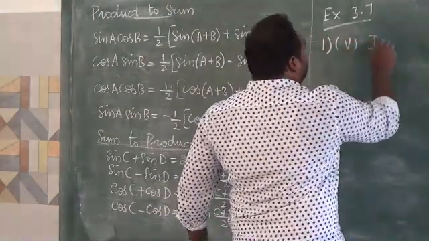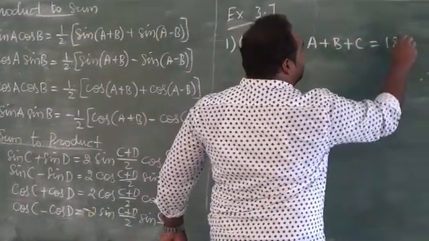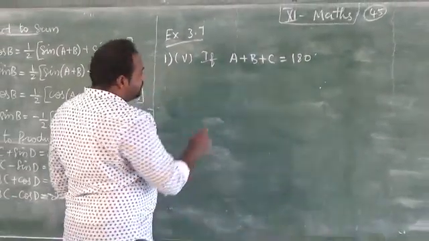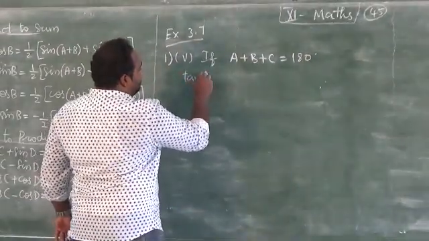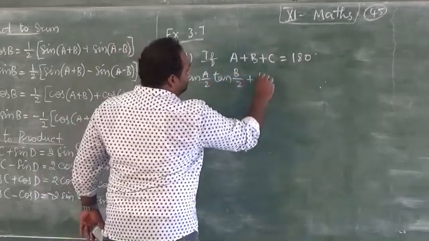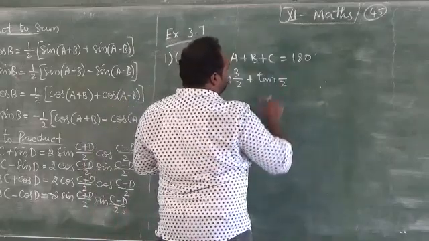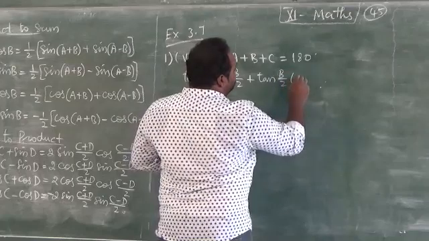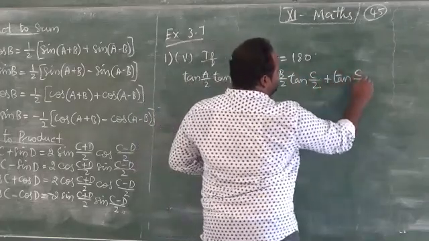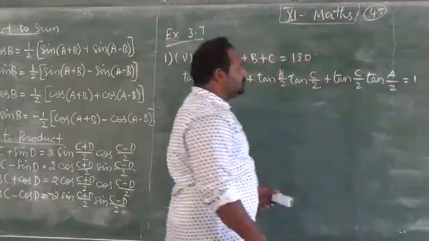Fifth subdivision: if the condition A plus B plus C equals 180, we have to prove tan A by 2 tan B by 2 plus tan B by 2 tan C by 2 plus tan C by 2 tan A by 2 equals 1.